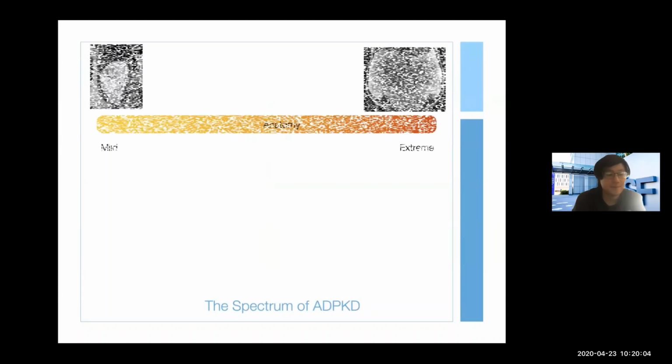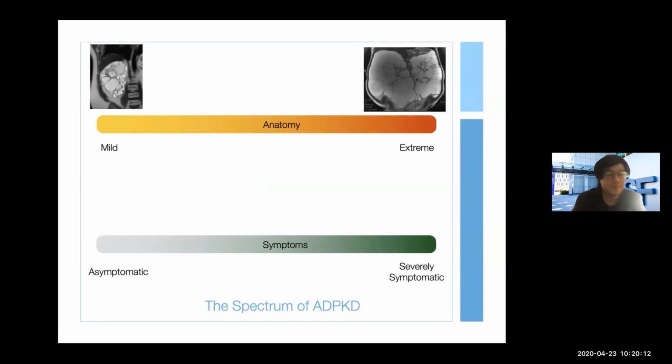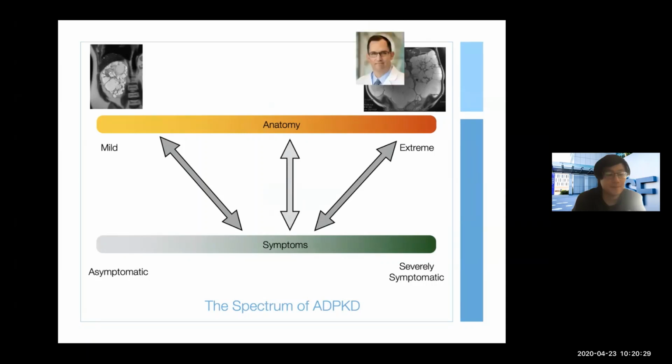So there's a spectrum of polycystic kidney disease, ranging from mild anatomic changes to very extreme anatomic changes, and a spectrum of symptoms ranging from patients that are completely asymptomatic to those that are very severely symptomatic. And although we might like to think that these are directly correlated, there is some variability. There are patients out there with very large kidneys who have relatively mild symptoms, and then the reverse is also true. As a urologist, you tend to see these people toward the upper end of the spectrum of symptoms, since they don't end up in your office until they're looking for some type of surgical intervention in most cases.